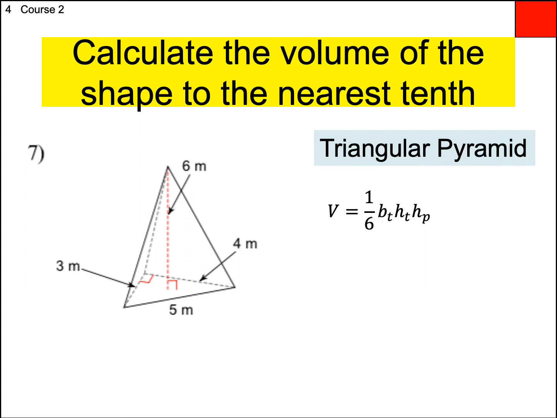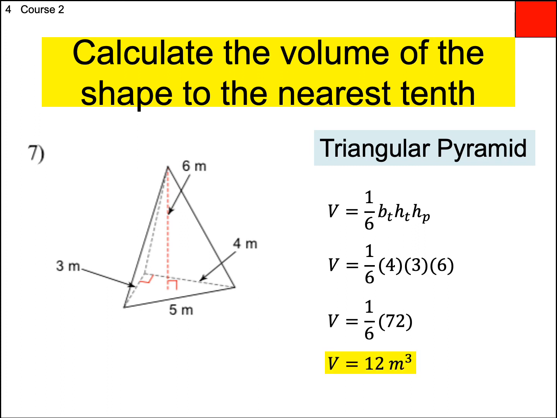So we need to take 1/6 and multiply that by the base of the triangle, that's what the B sub t means, times the height of the triangle, times the height of the pyramid. Sorry, I said prism, I meant pyramid. All right, let's plug in those numbers. We look for the little tiny red square. There are two of them. One is the height, and the other one is the base of the triangle. So the base of the triangle is 4, and the height of the triangle is 3. See where those numbers touch the little red square. And then the height of the pyramid, that's the middle square, is 6. 4 times 3 times 6 is 72, and 72 divided by 6 is 12, so 12 cubic meters.